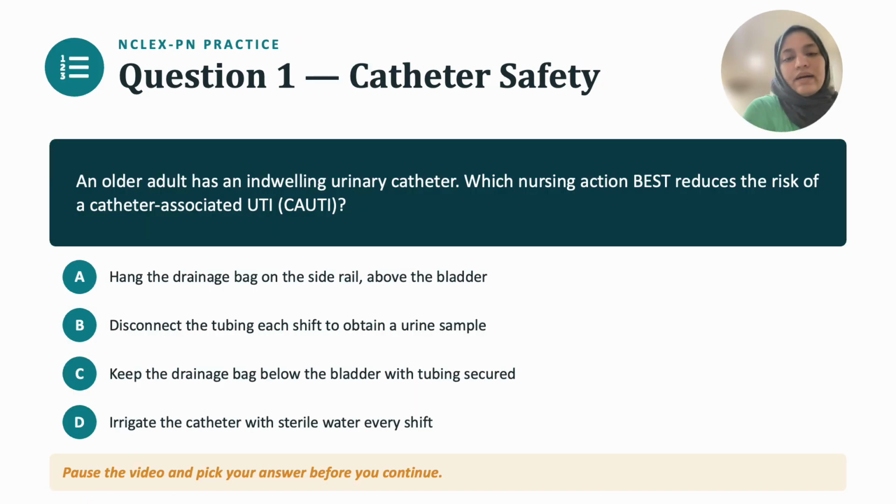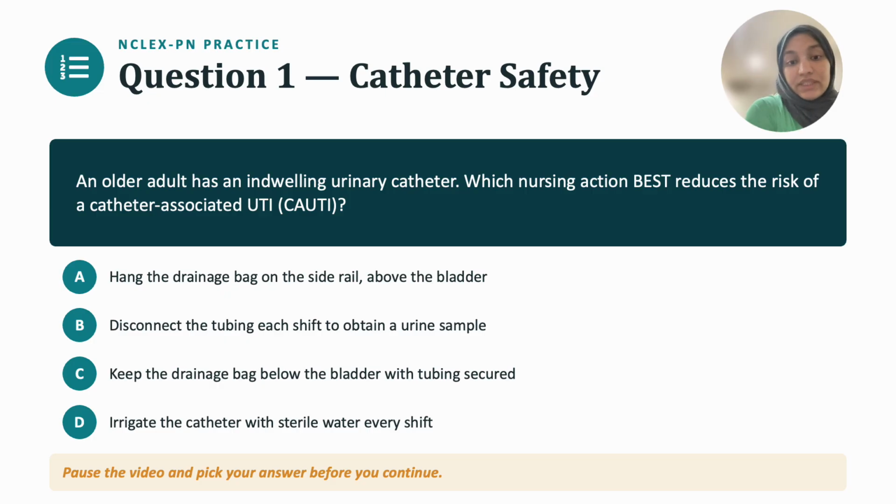Okay, so here we have a question on catheter safety. Now, think about gravity and closed system, right? An older adult has an indwelling urinary catheter. Which nursing action best reduces the risk of catheter-associated UTI? Right, so which option keeps urine flowing down and the system sealed?